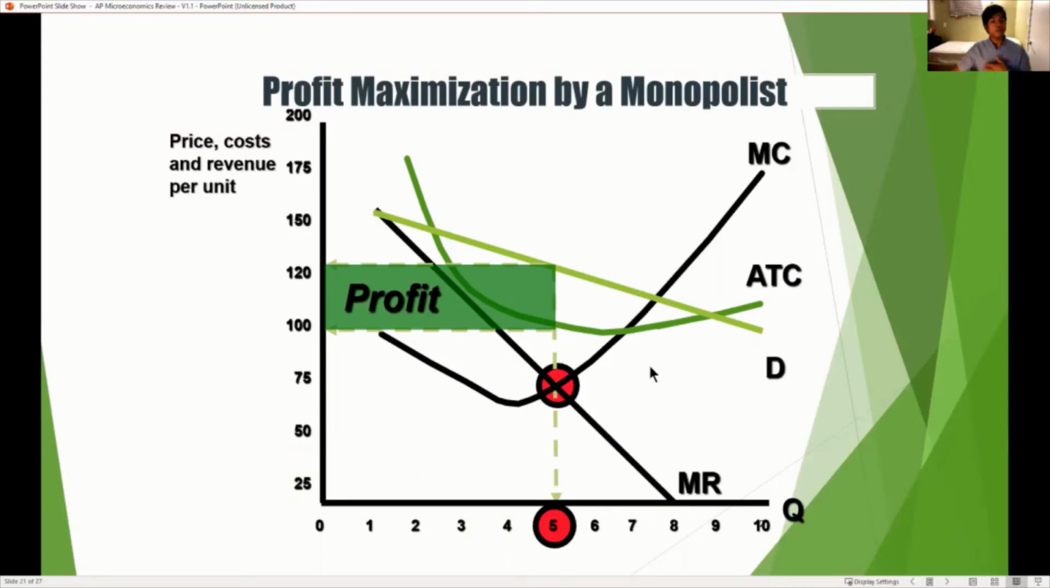In contrast to a PC market structure, this market structure produces lower quantity and charges a higher price. We get deadweight loss, which is this weird looking triangle that's kind of formed, and it's not allocatively nor productively efficient, which is another topic that I will cover in the future.